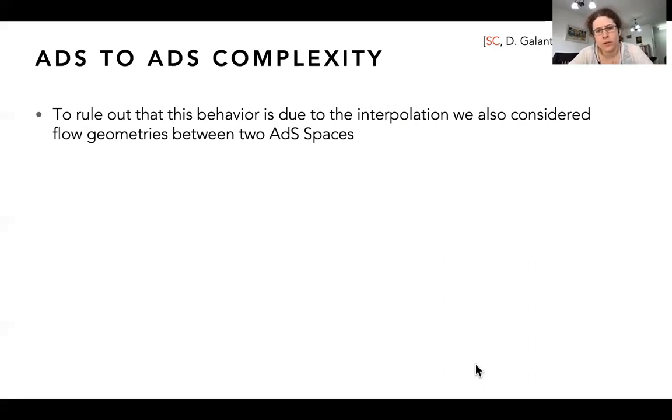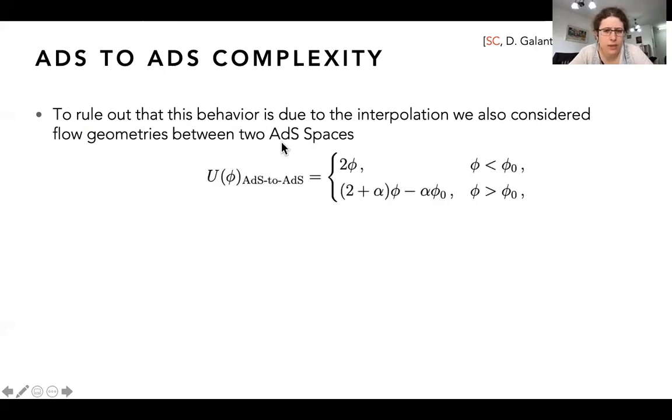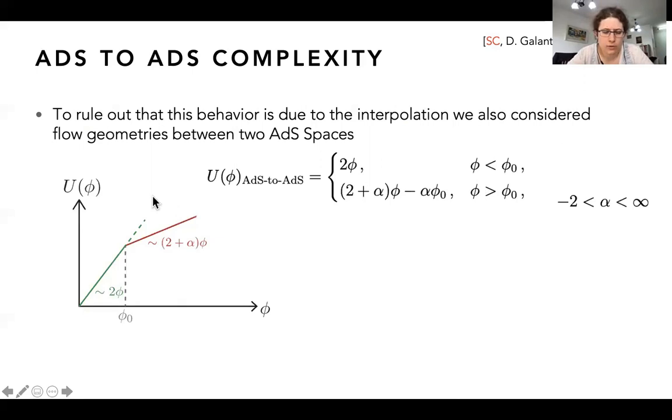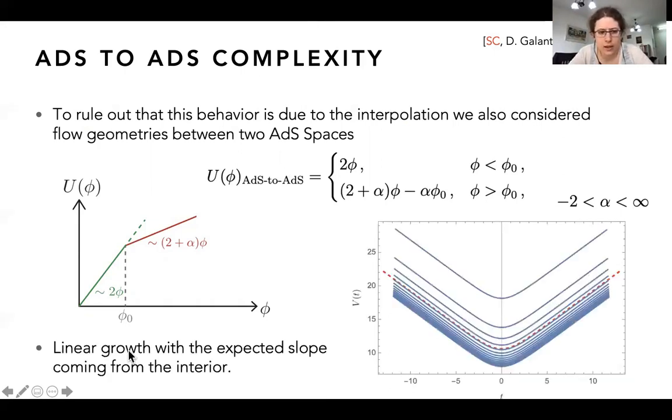And to rule that out, we actually considered float geometries between two AdS spaces. Meaning that we would glue an AdS with a certain curvature scale to an AdS with another curvature scale. And this is also done by having a potential which jumps, has a curvature of 2 over here, and then 2 plus alpha above a certain radius and below a certain radius. So these are float geometries, but that are essentially an AdS black hole inside another AdS of a different curvature radius. But indeed, in this case, you have linear growth with the expected slope that is coming from the interior.